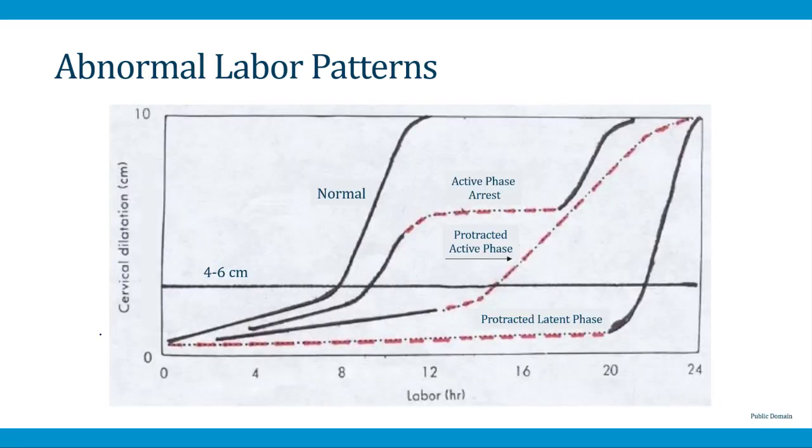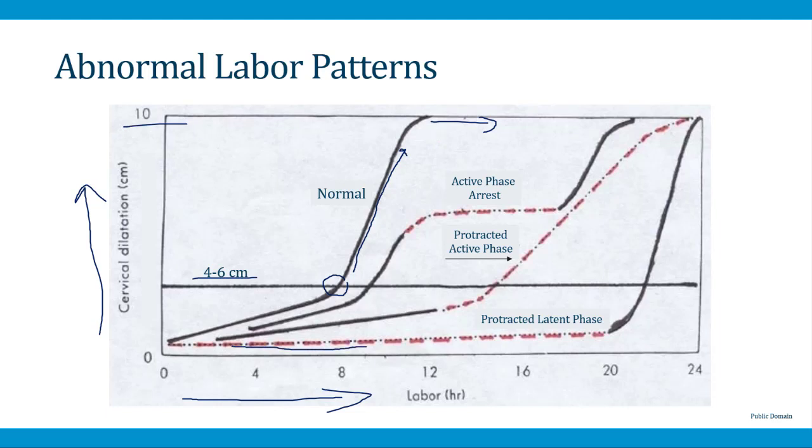Shown on this slide is a graph showing the centimeters of cervical dilation on the y-axis and the number of hours of labor on the x-axis. The first phase of labor ends when the cervix is about 4 to 6 centimeters dilated, so normally that would occur here, and then there's rapid progression through the remainder of the first phase until the cervix is completely dilated at 10 centimeters. So shown at the bottom in these dotted red lines here is what a protracted latent first phase of labor would look like. Basically, the cervix is just taking forever to get to that 4 to 6 centimeter threshold.